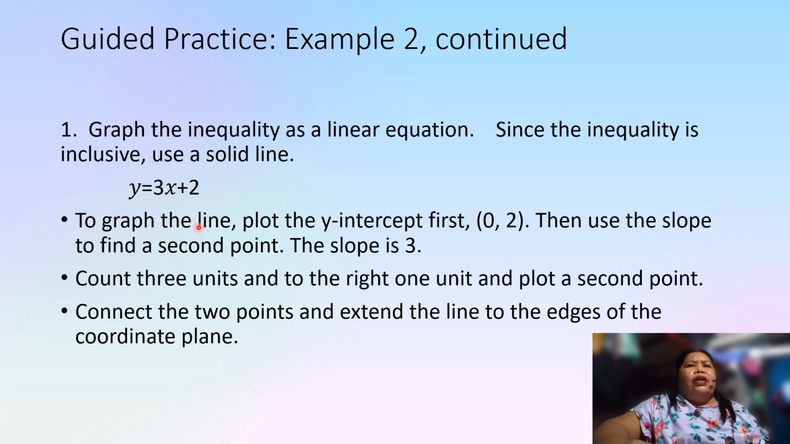To graph the line, plot the y-intercept first, that's 0, 2. Then use the slope to find the second point. The slope is 3, so count 3 units up and 1 unit to the right to plot the second point. Connect the 2 points and extend the line to the edges of the coordinate plane.